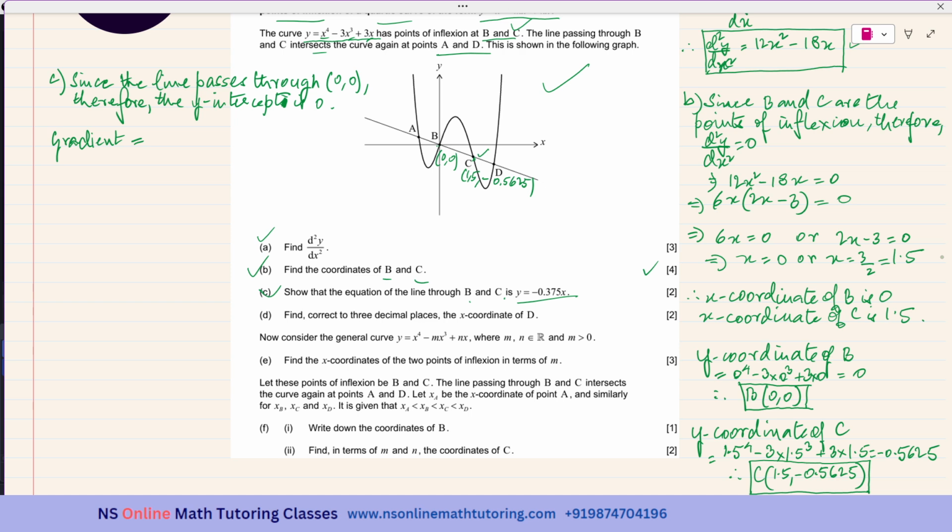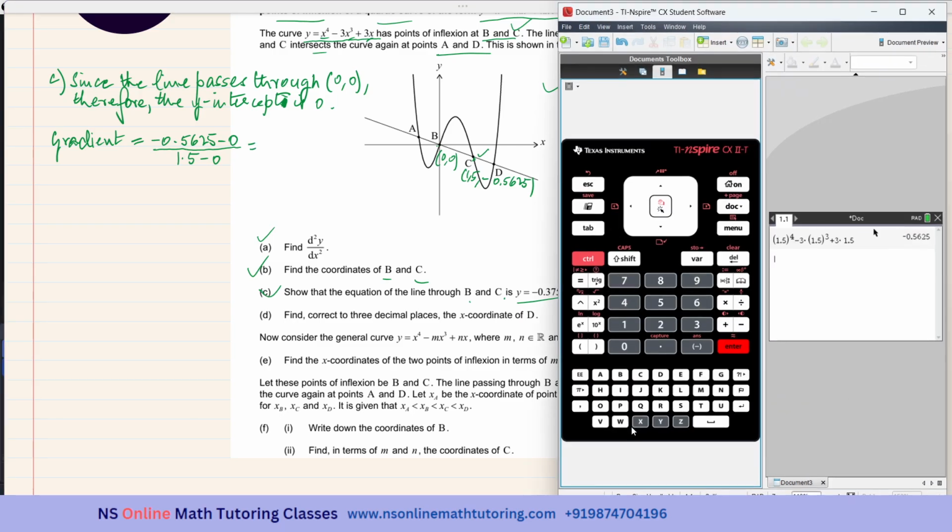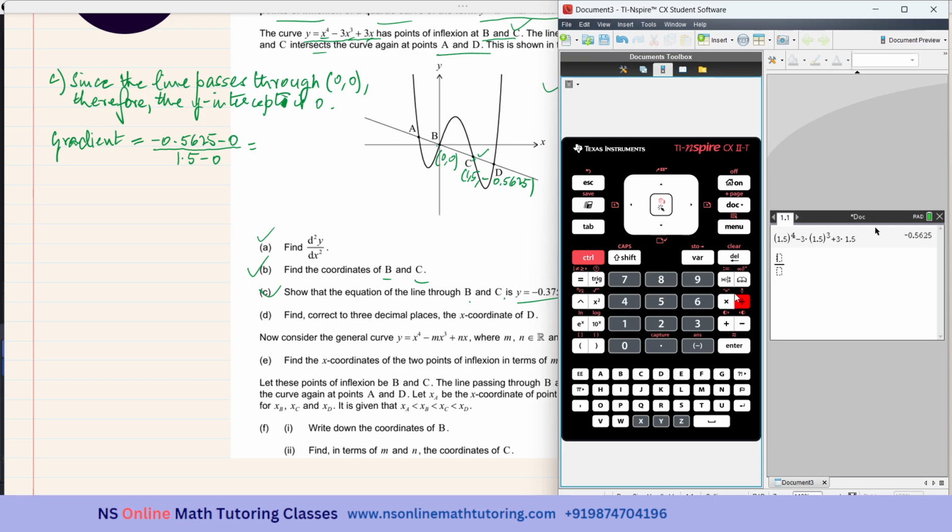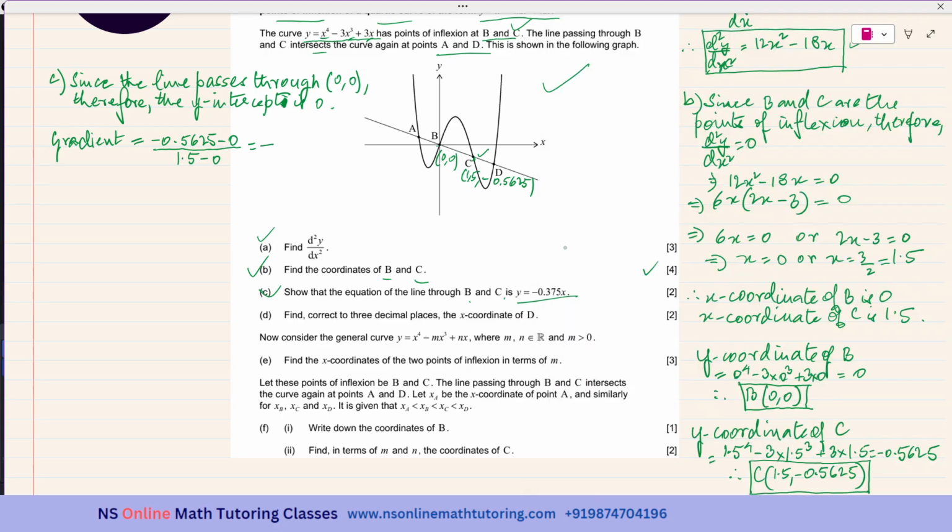So y2 minus y1 is negative 0.5625 minus 0, over 1.5 minus 0. Let's see the answer. It is negative 0.5625 minus 0, I'm not writing that part, over 1.5, which is negative 0.375.